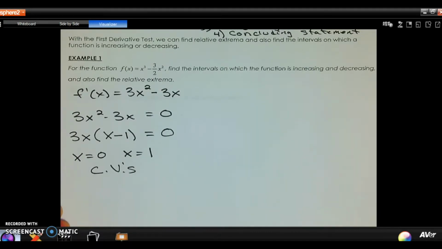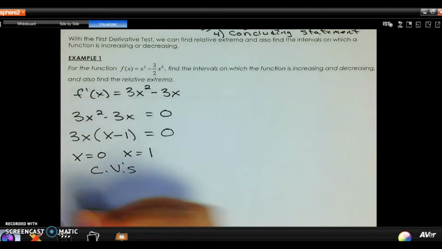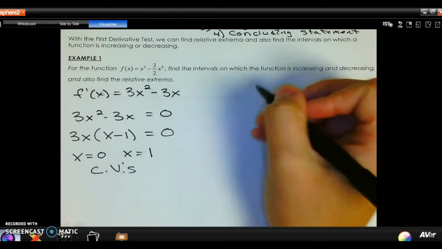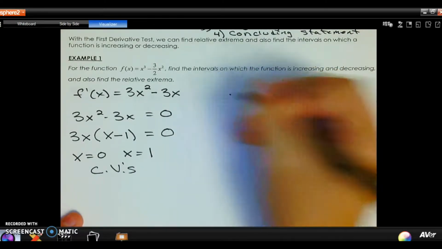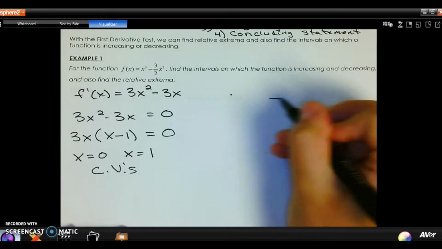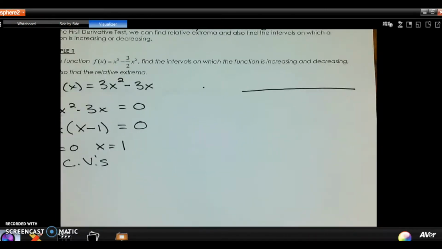Okay, so now I'm going to draw a sign chart. I'm actually going to put my sign chart up here so you can see it. All right, so a sign chart is a line. And I'm going to be kind of picky about this.